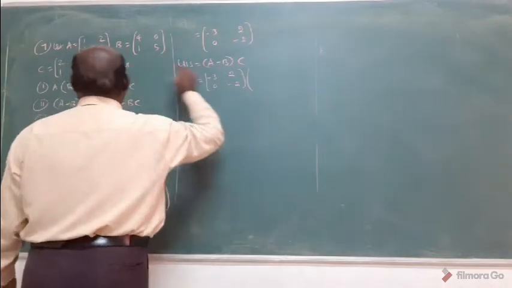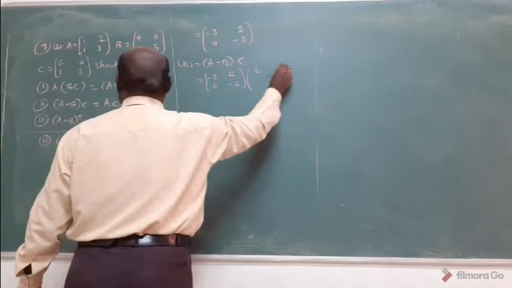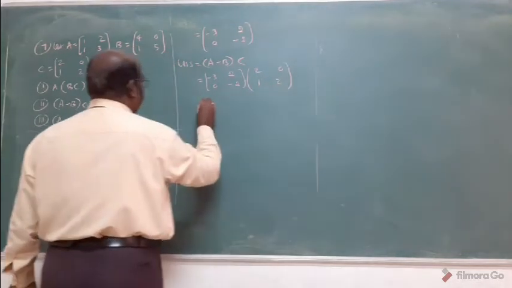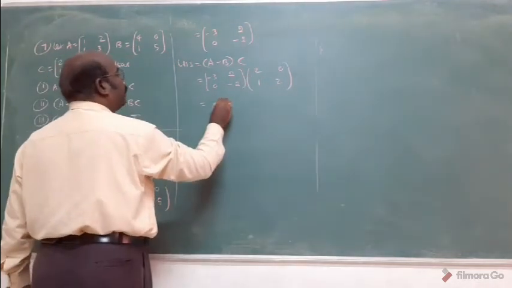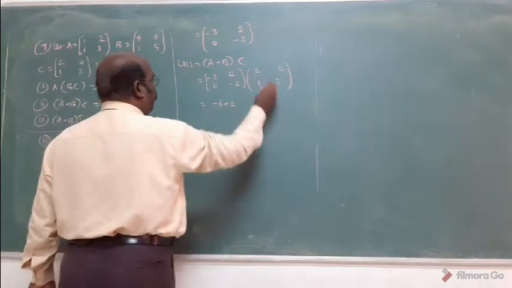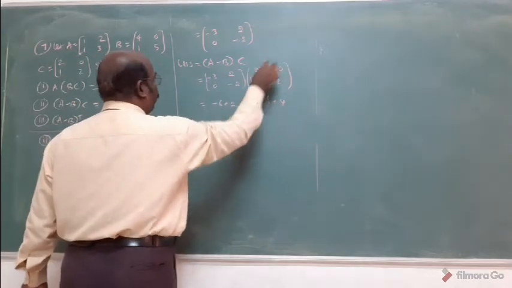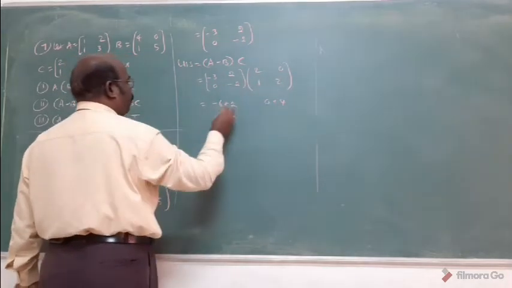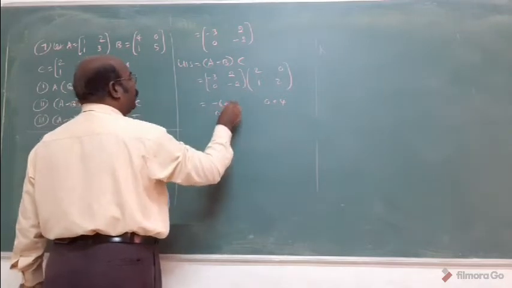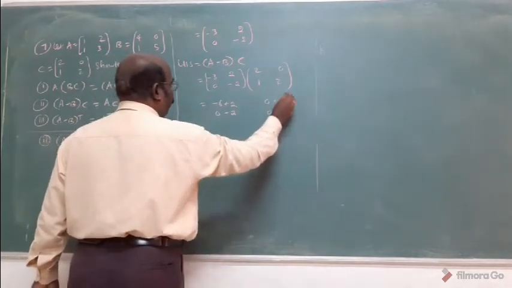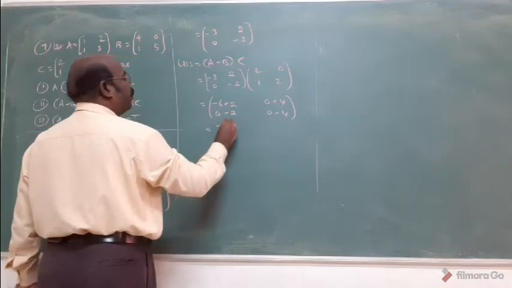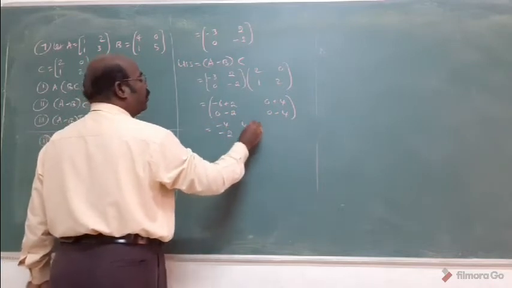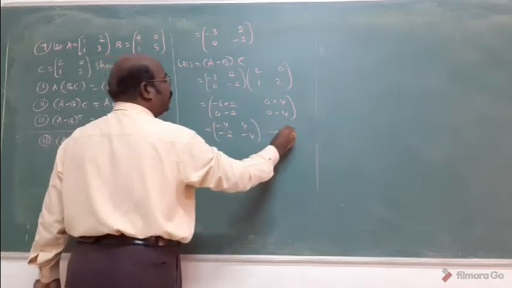C is what? 2, 0, 1, 2. Now multiply. Minus 6 plus 2, 0 plus 4. First row, second column. Second row, first column. 0 minus 2. Minus 4 minus 2. 4 minus 4. This is the first answer.